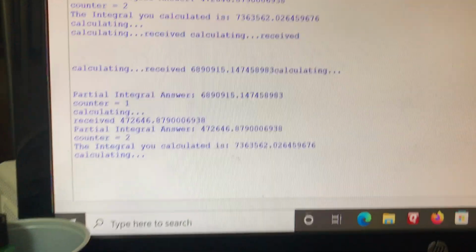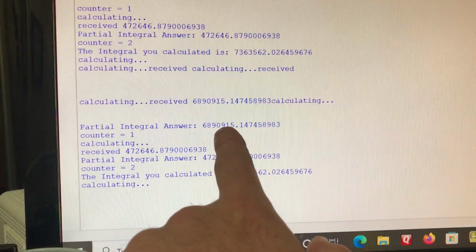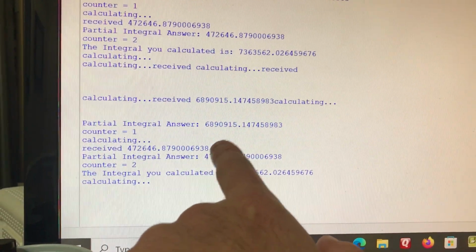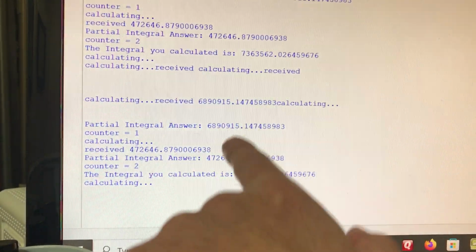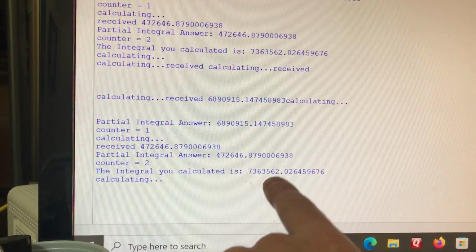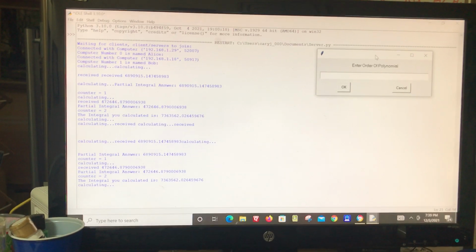So right now, I will show you the final piece. This is the same code as the first video I posted today, and you can see this is the one that Bob sent, and that's what Alice sent, and it combines them together to give you this. So it's basically a demonstration of distributed computing.